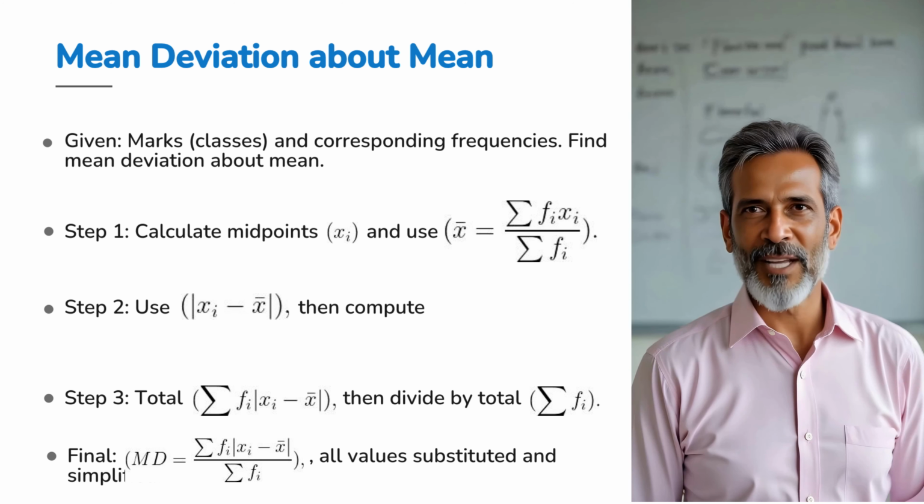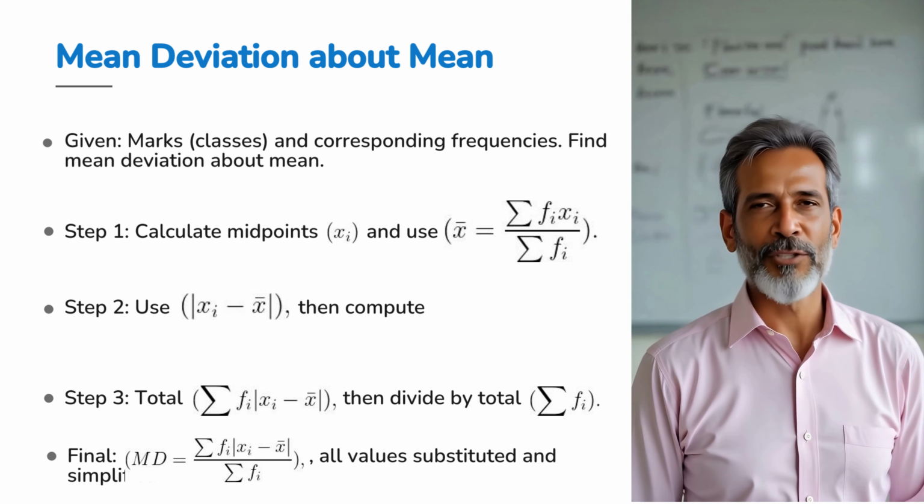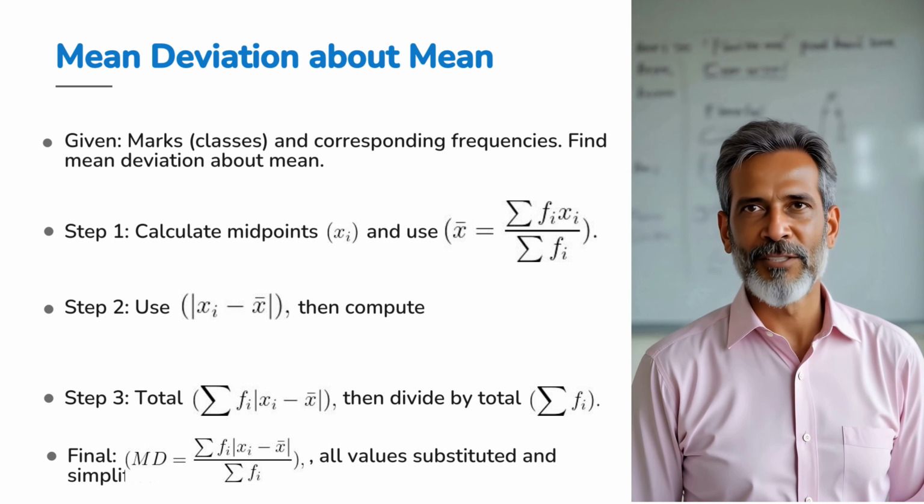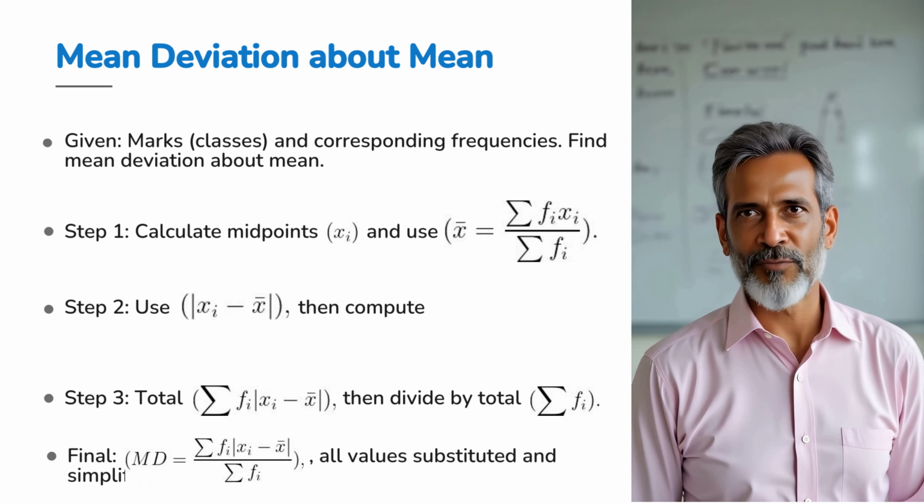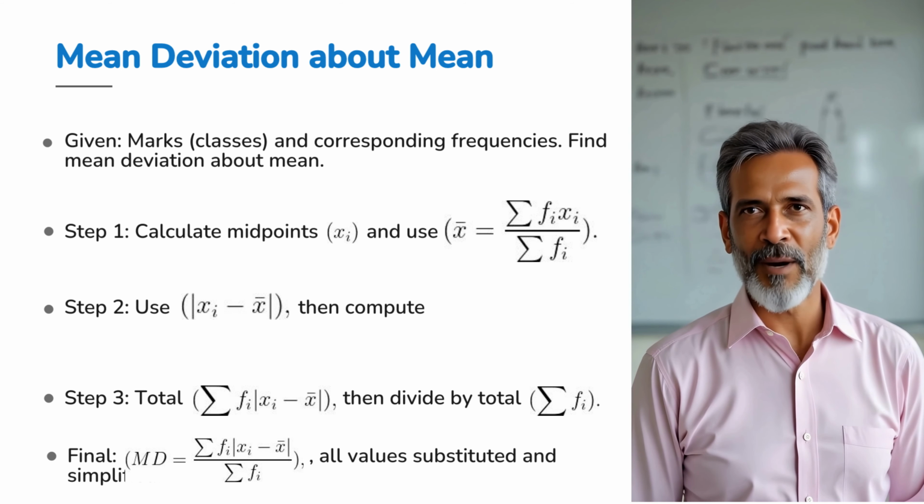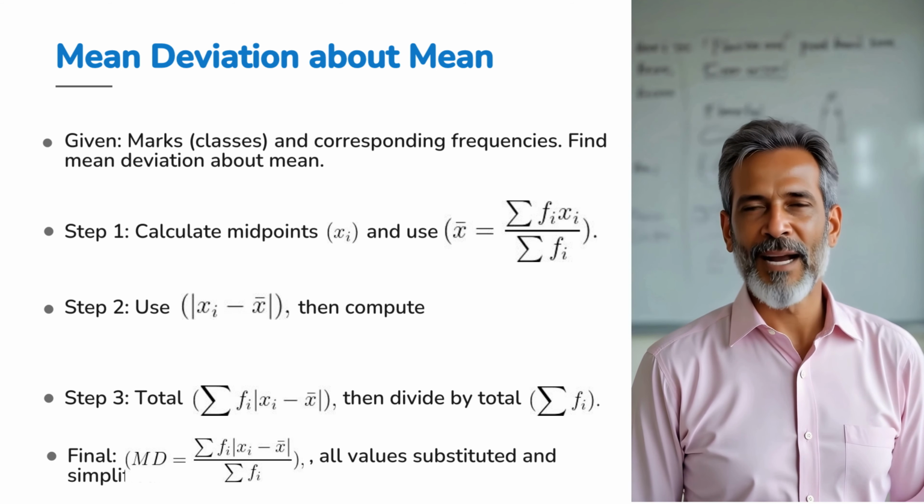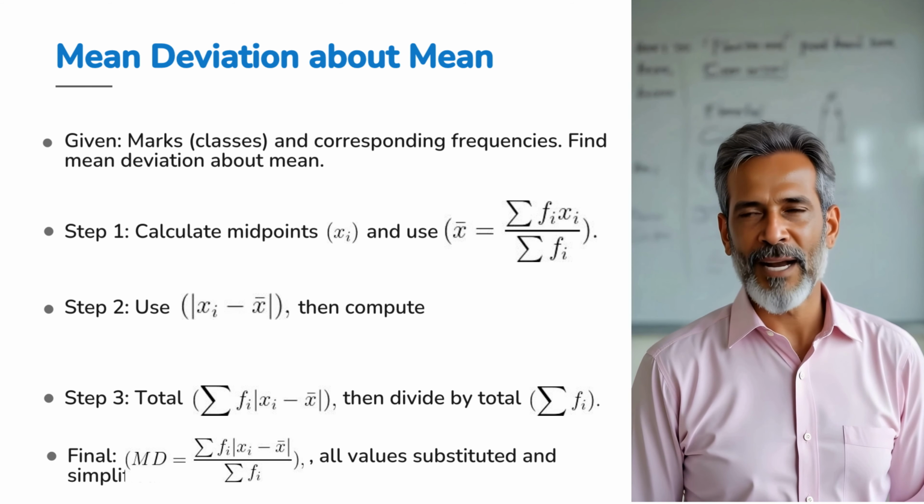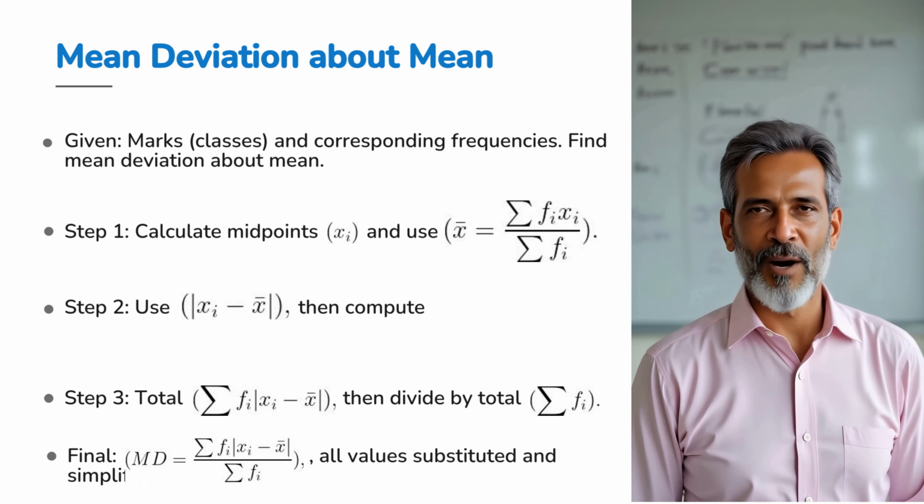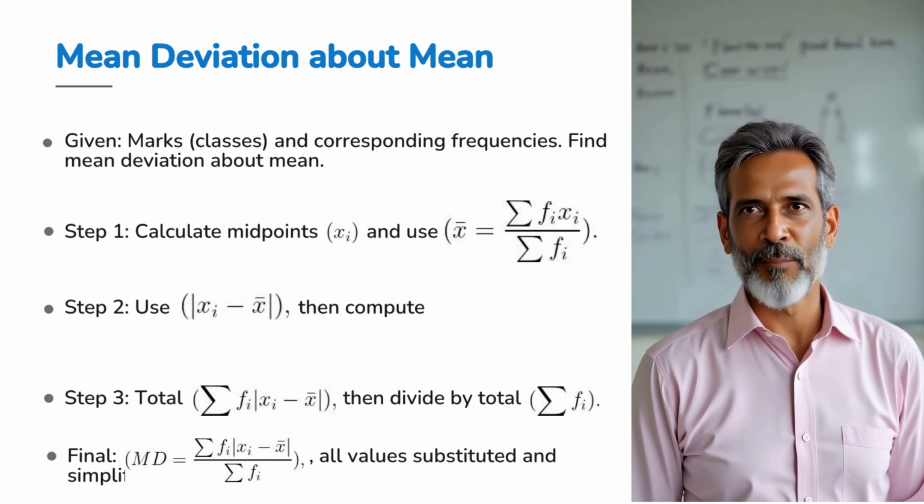Let's handle a group data example now, where marks are given in classes with frequencies. Step 1 is to find the midpoints, or class marks, for each class interval. These midpoints represent the values x sub i. Then, calculate the mean by summing the product of frequency and class mark for all classes and dividing by the total frequency. Next, determine the absolute deviation of each class mark from the mean. Take x sub i minus mean, then the absolute value.